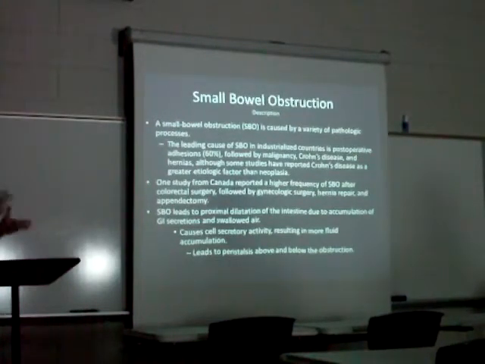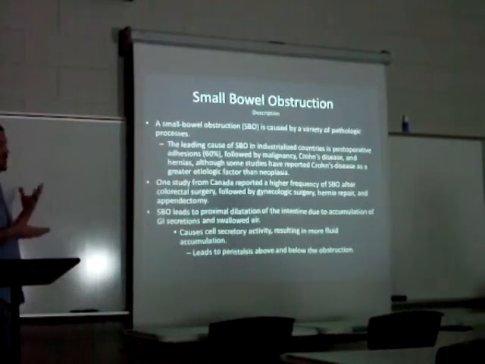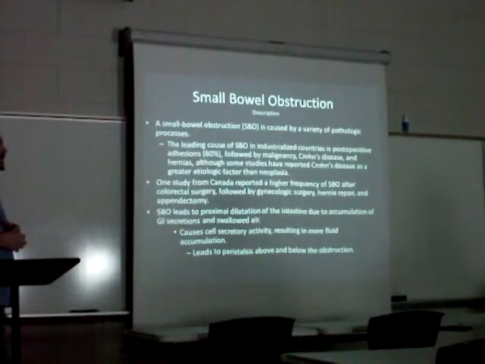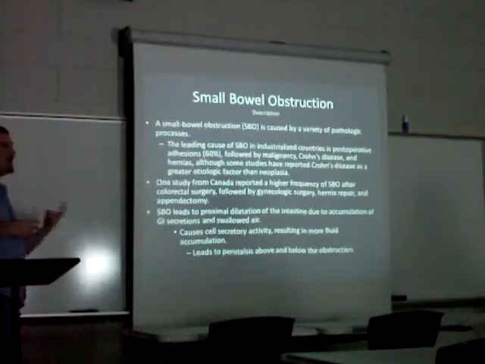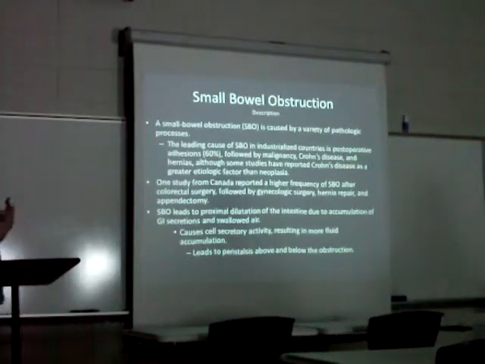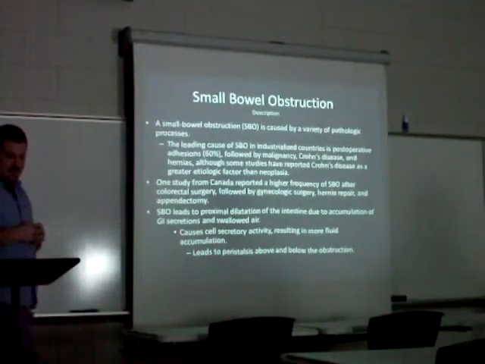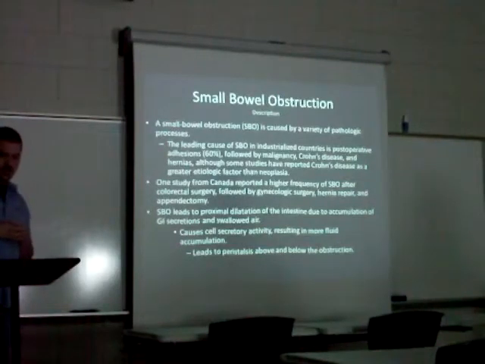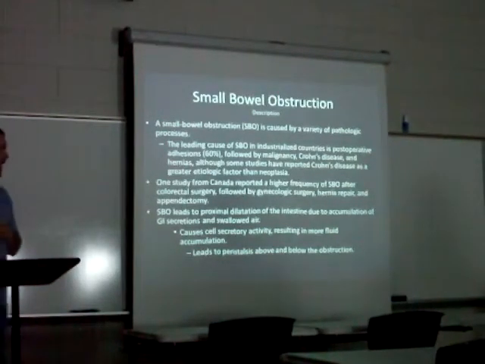I think the books kind of have a little competition going on with numbers. I noticed that some of the cases in this, some say 75, some say 60, some say all different types of numbers. But to erase all of the confusion, we're just going to go with 60%. And we're going to say that the second leading cause is malignancy, Crohn's disease, and then hernias, although some studies have reported that Crohn's disease is a greater factor than neoplasm.